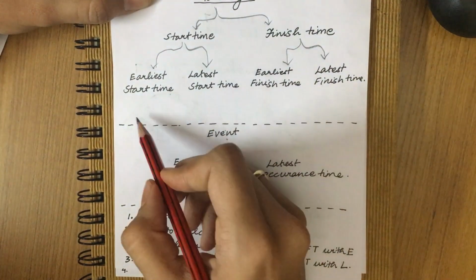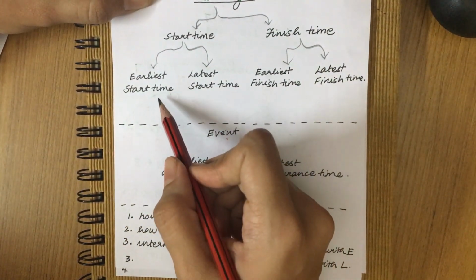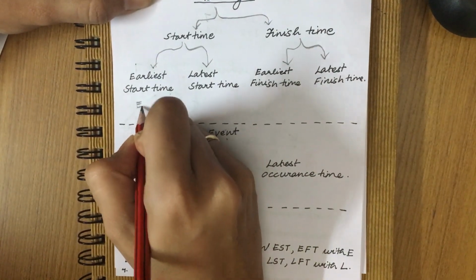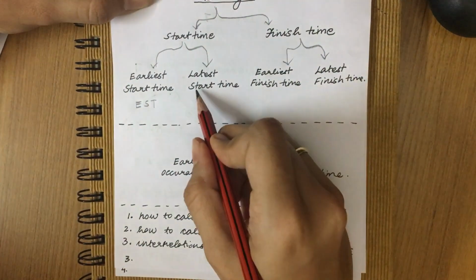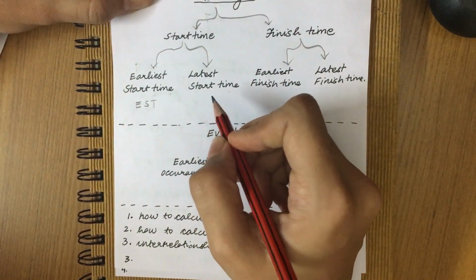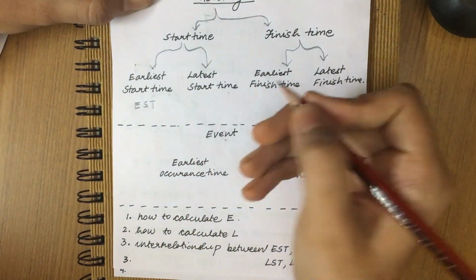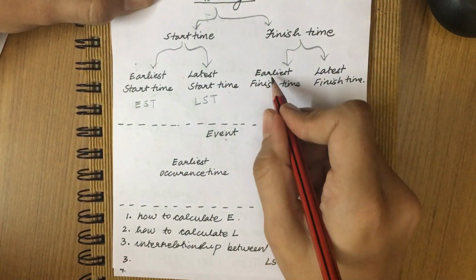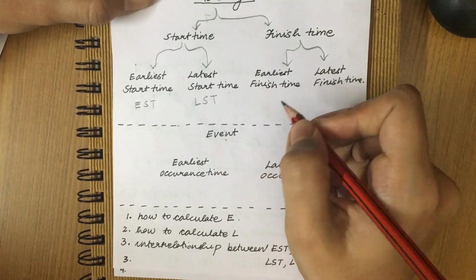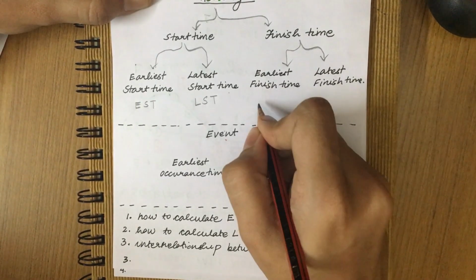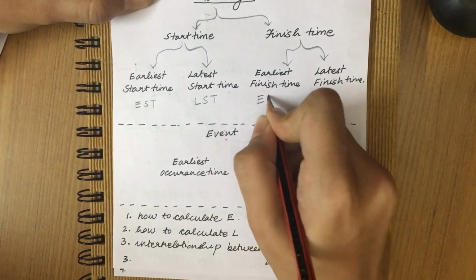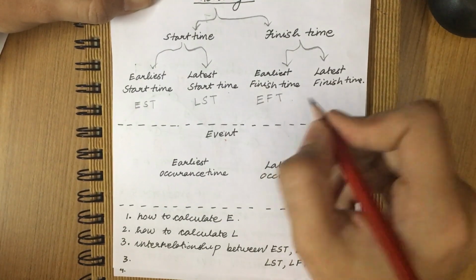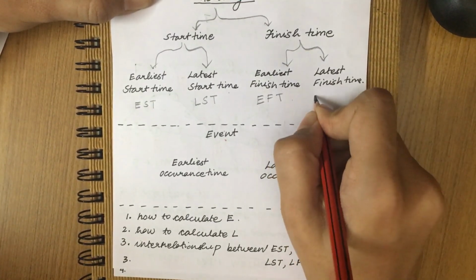So what it really means is, the earliest start time is the time for an activity to start as soon as possible. It is also represented as EST. Latest start time is the time for an activity to start as late as possible. It can be represented as LST. EFT is the time for an activity to finish as early as possible. It can be represented as EFT. And latest finish time is the time for an activity to finish as late as possible. So it is LFT.